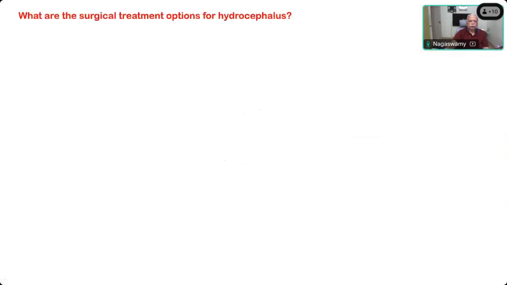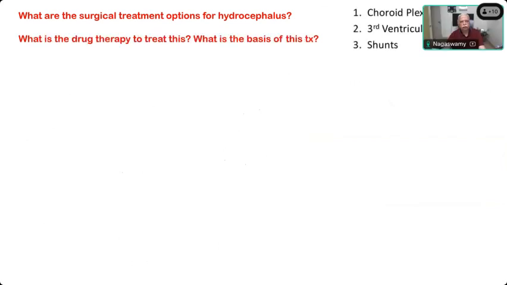What are the surgical treatment options for hydrocephalus? Sir, temporarily we can do an external ventricular drain as an emergency procedure. Then endoscopic ventriculostomy can be done. And definitive treatment like shunting. Ventriculostomy and shunts.